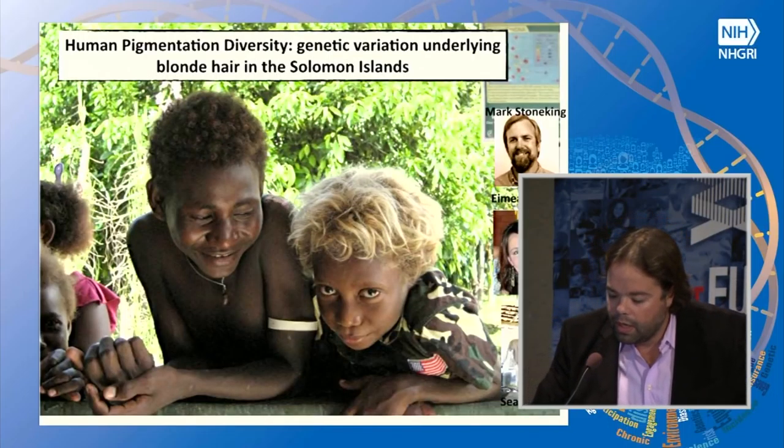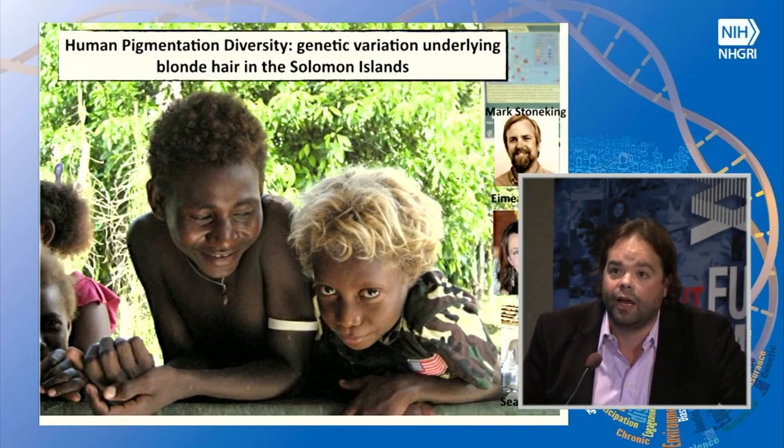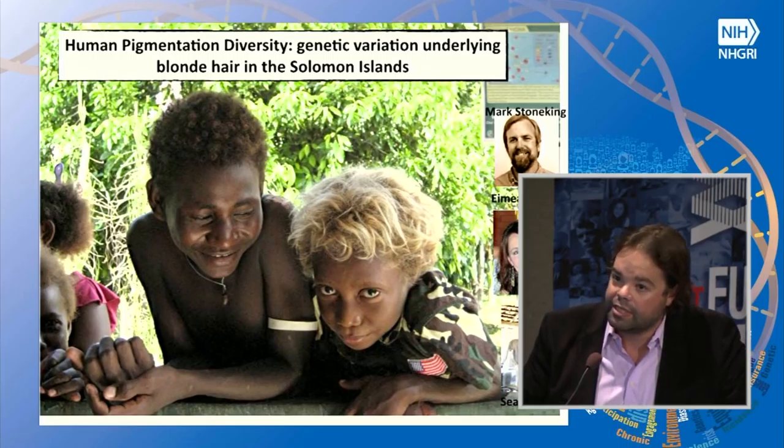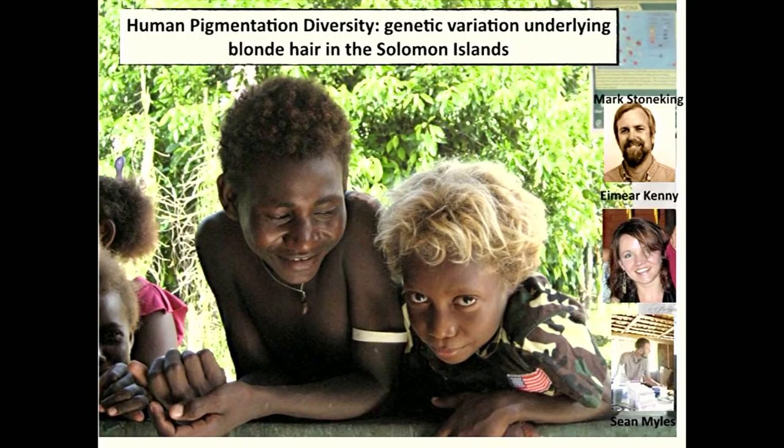Okay, so my first vignette is a project that began several years ago that for us really illustrates this idea of what we might call glocal variants: regionally local, but globally rare. So Sean Miles was a postdoc in my lab, and he had done his PhD with Mark Stoneking in a set of islands off the coast of Papua New Guinea known as the Solomon Islands. The Solomon Islands are a sovereign nation consisting of about 1,000 different islands.